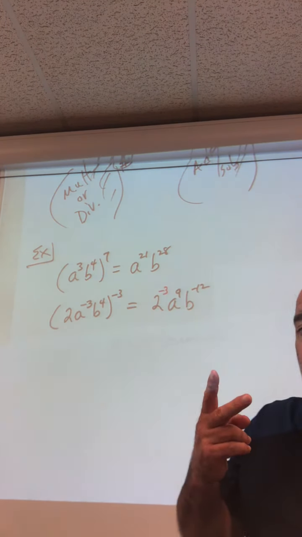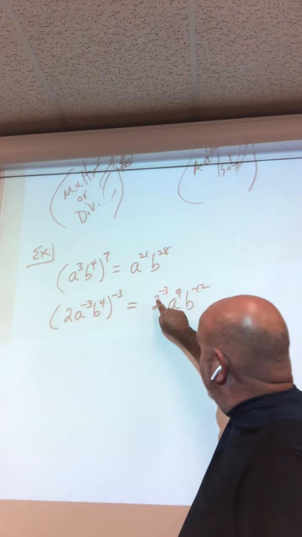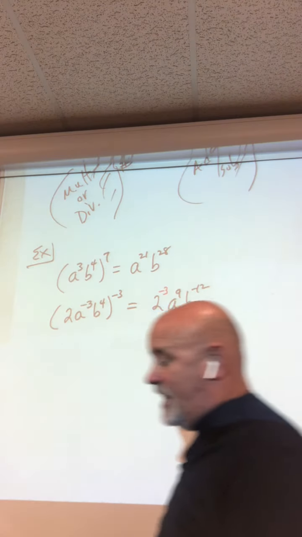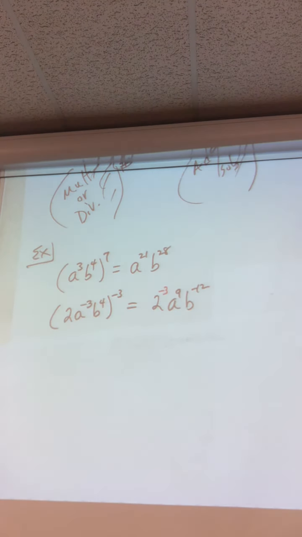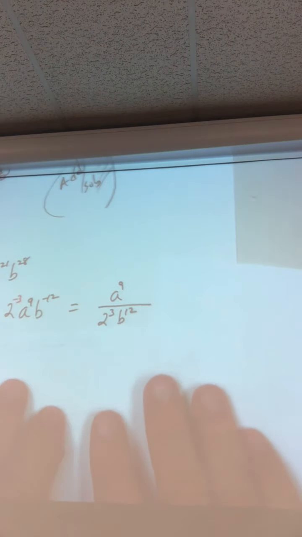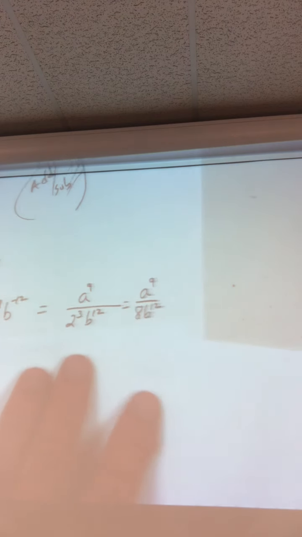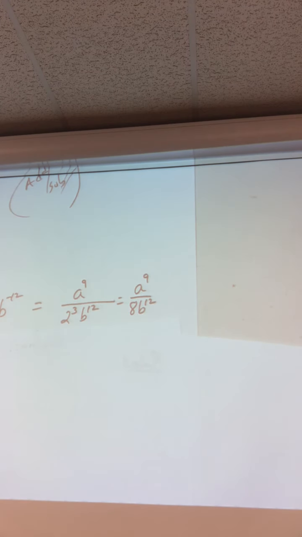Now, get rid of all your negative exponents. This is going to go to the bottom. This one's going to go to the bottom. This one's going to stay where it's at. We did that in the last section. I get that. And then, as I told you a while ago, we always multiply our numbers all the way out. So 2 to the third is simply 2 times 2 times 2, which is 8. So the answer here is a to the 9th over 8 b to the 12th.